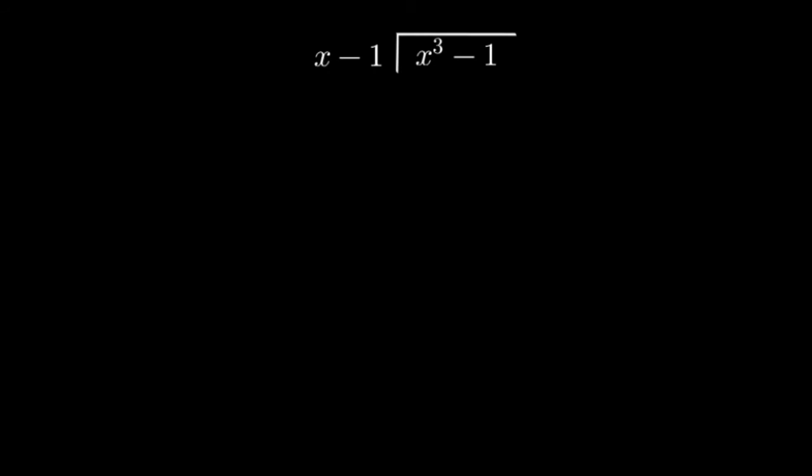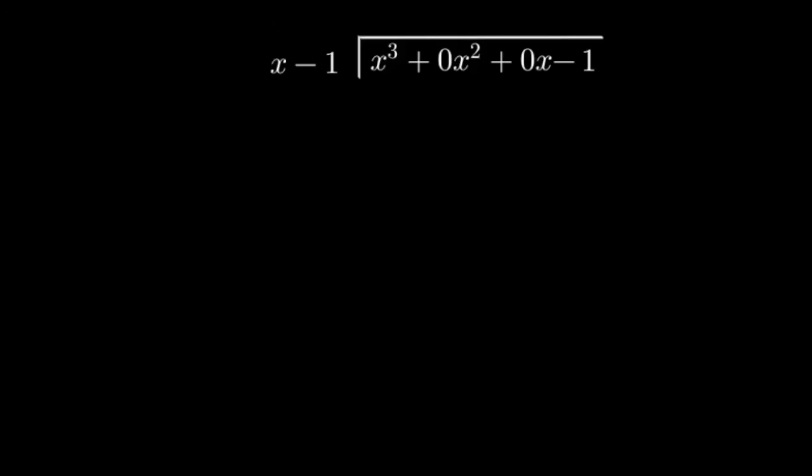Obviously that was a lot to take in, so here is a second example. We have x cubed minus 1 divided by x minus 1. And so the first thing we should do is add a 0x squared and a 0x. Having done that, we can go ahead and divide x cubed by x, which will give us x squared, and we write that at the top.